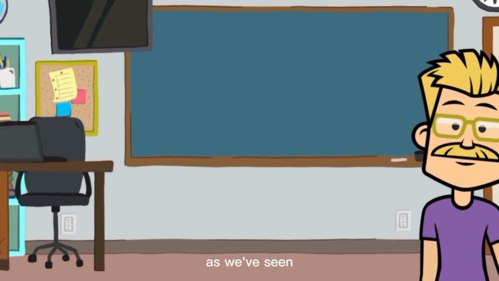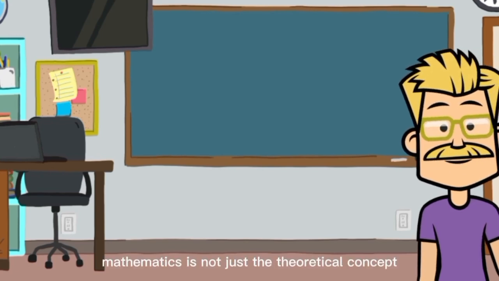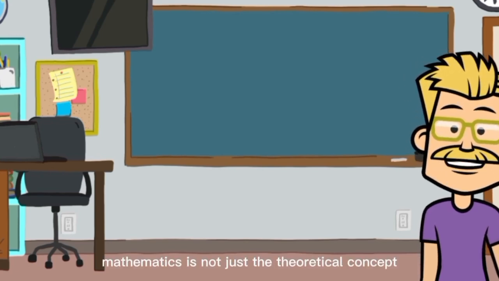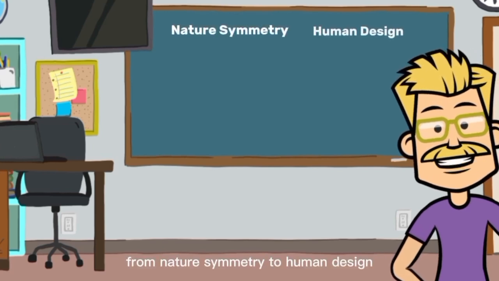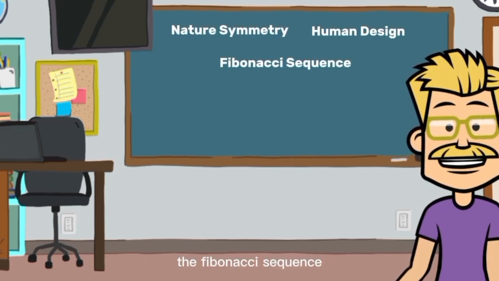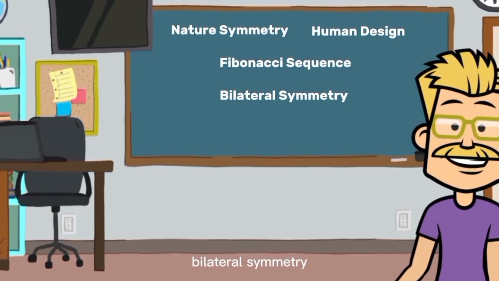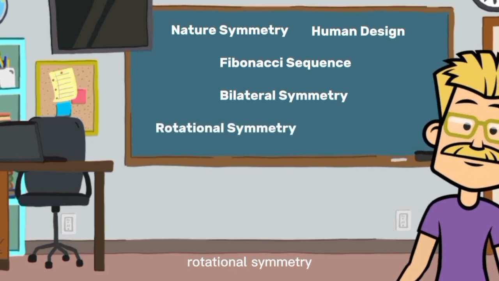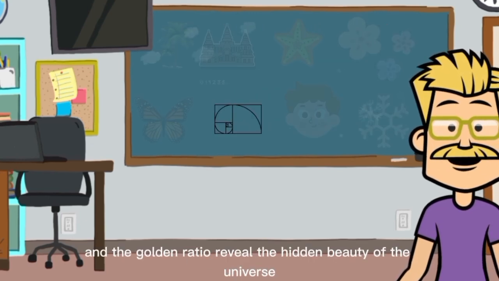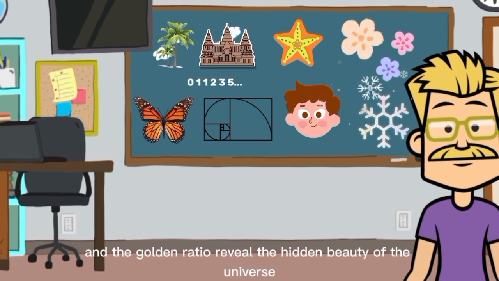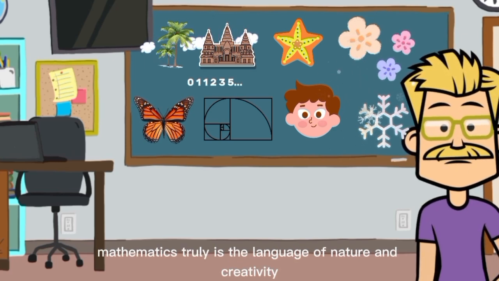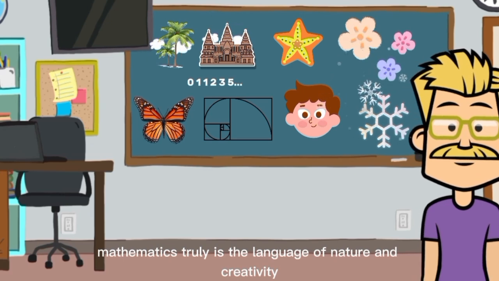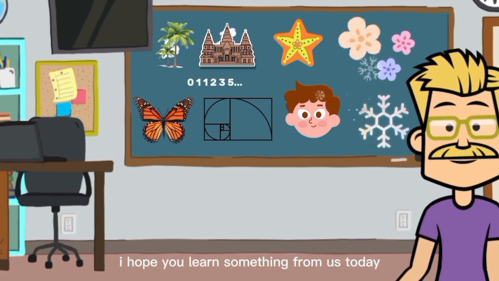As we've seen, mathematics is not just a theoretical concept, it shapes the world around us. From nature's symmetry to human design, the Fibonacci sequence, bilateral symmetry, rotational symmetry, and the golden ratio reveal the hidden beauty of the universe. Mathematics truly is the language of nature and creativity. I hope you learned something from us today.